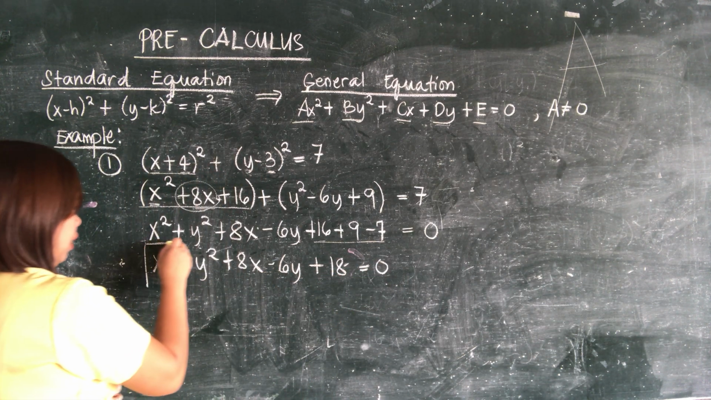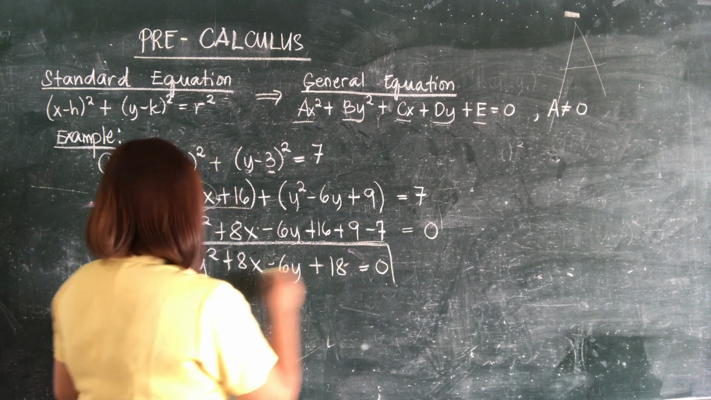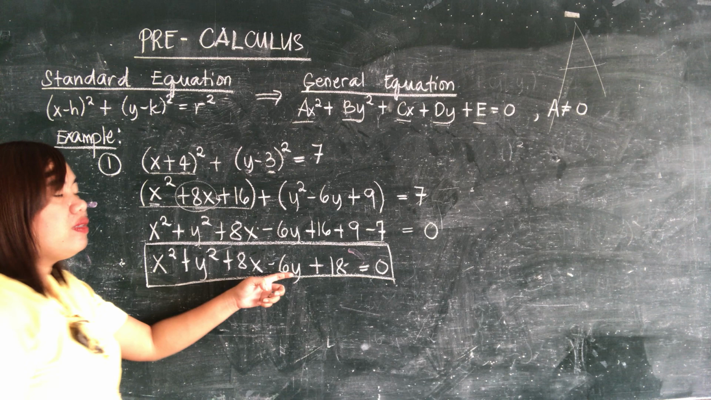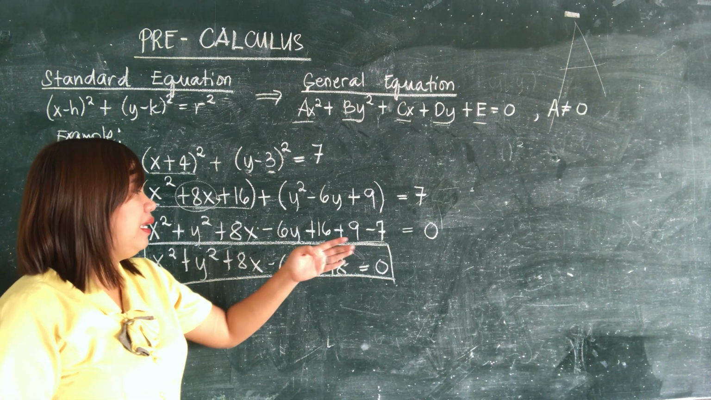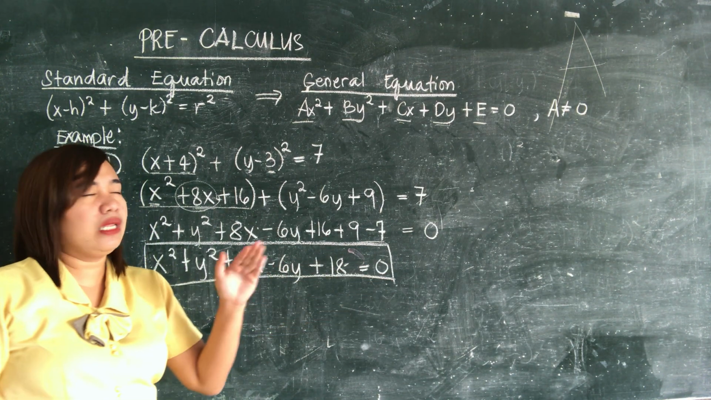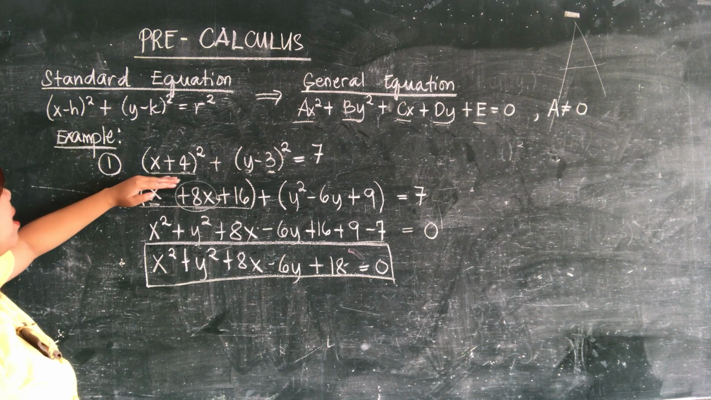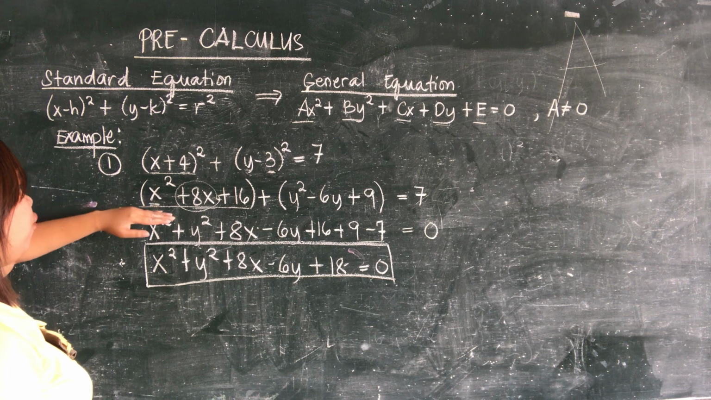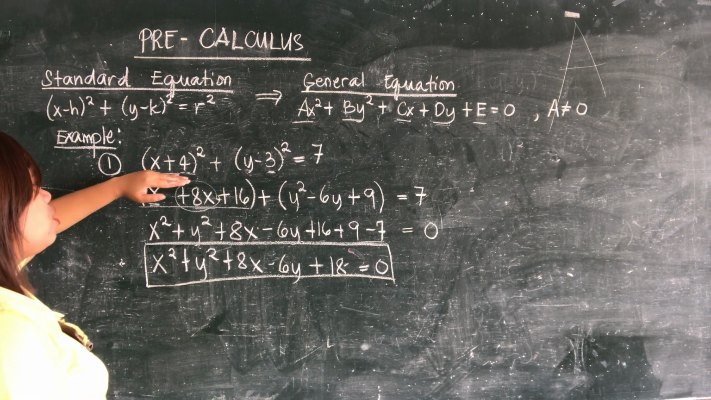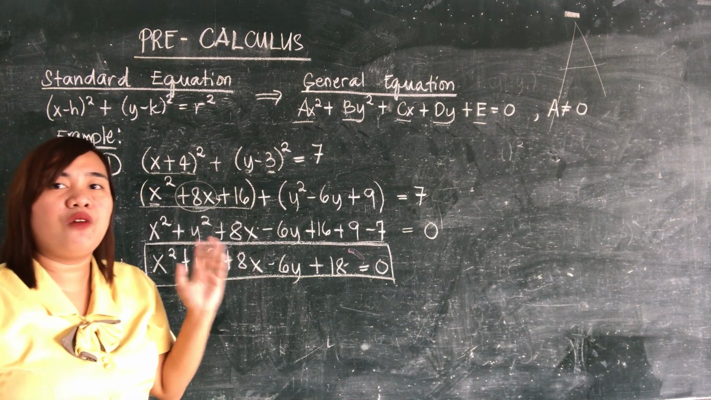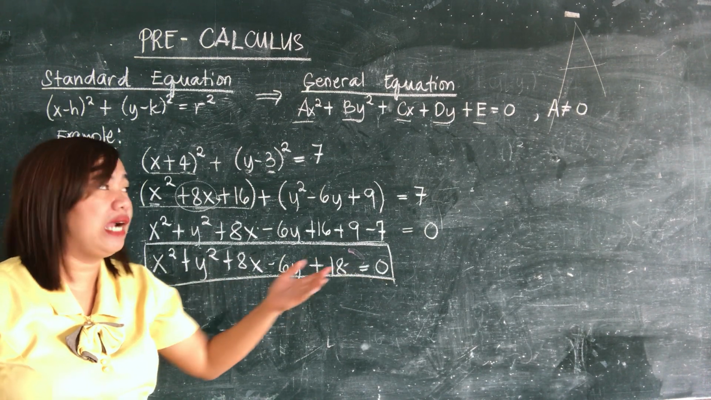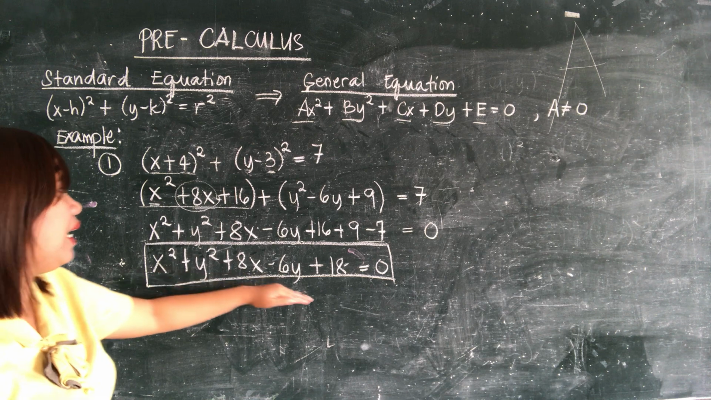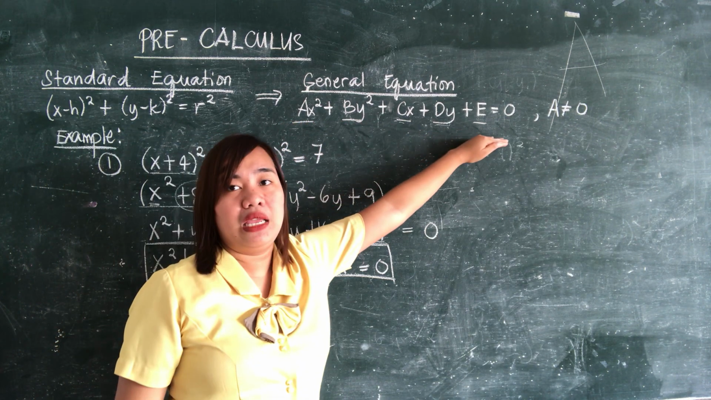Therefore, the general equation of the circle will be x squared plus y squared plus 8x minus 6y plus 18 equals 0. Again, ulitin natin yung steps. From the standard equation or the standard form of the circle, all you have to do is to expand the square of a binomial using the FOIL method or the other way around. Then, combine like terms and arrange it in the general equation form.